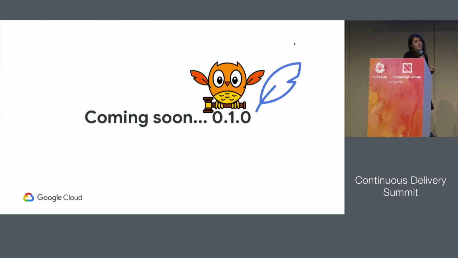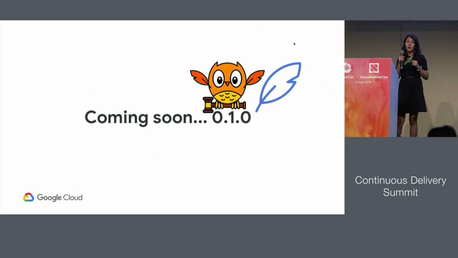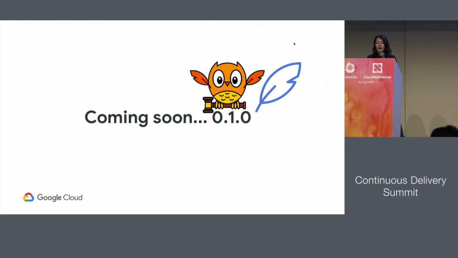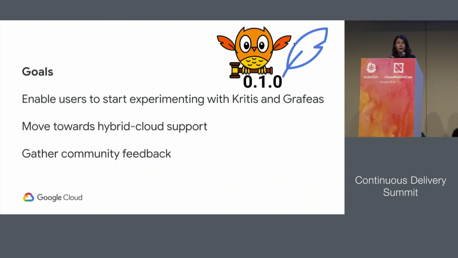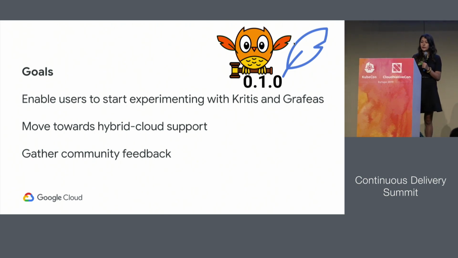A very exciting thing that is happening right now in the Grafeas and Kritis world is the launch of the 0.1.0 release that I've been working on. We're hoping to release it this quarter. There are 3 goals for this release. One of them is to enable users to start experimenting with Grafeas and Kritis on their laptops, desktops, and so on. We are moving towards hybrid cloud support, and we would like to gather community feedback from all of you once you try it out, to help us prioritize what features are most needed in the industry and most helpful for you to be productive.